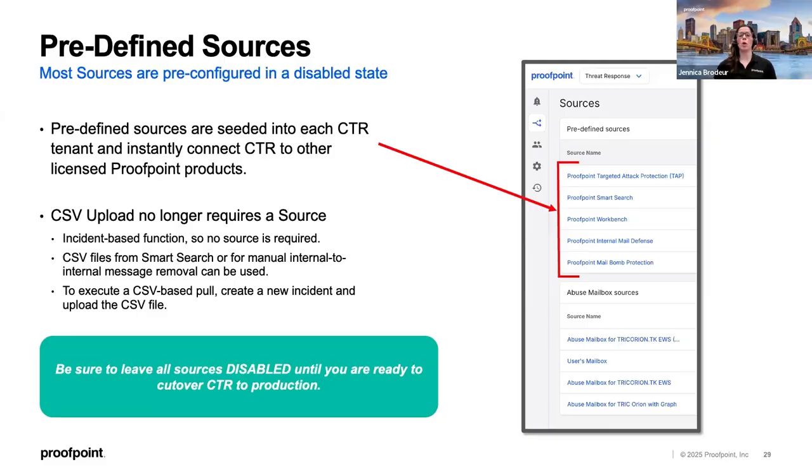Another note here is that you don't see that CSV upload source or the smart search CSV upload that you have with TRAP on-prem. Those are incident-based functions now, so they still exist as functions within Cloud Threat Response, but they're not in the predefined sources list.